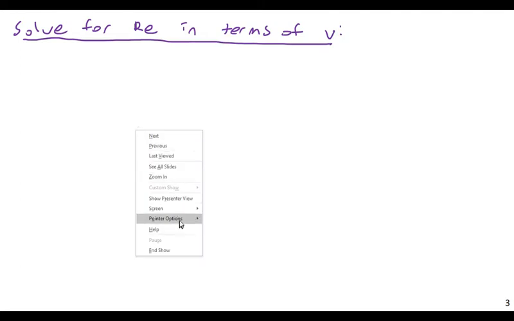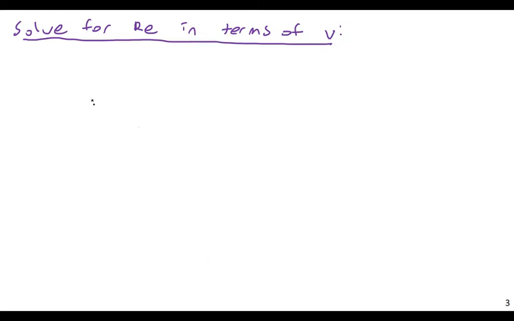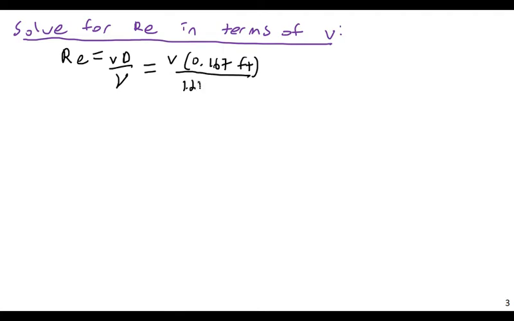Solve the Reynolds number in terms of velocity. The Reynolds number is equal to Vd divided by nu, so it's the velocity times the diameter divided by the kinematic viscosity. That's V times 0.167 feet, divided by the kinematic viscosity of water, which will be 1.21 times 10 to the negative 5 feet squared per second.